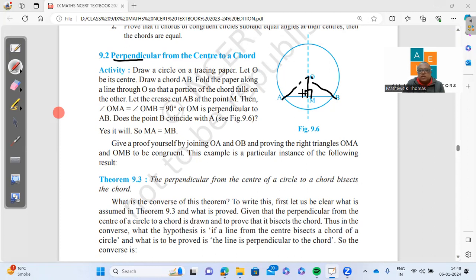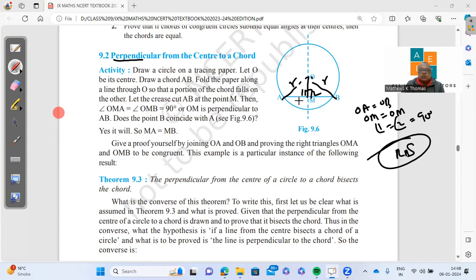This is perpendicular, so I can say that angle 1 and 2 are 90. Angle OMA and OMB are 90. OM is OM common, right? And OA and OB are equal because they are radius. So we have three conditions: OA equal to OB because they are radius, OM equal to OM common, and angle 1 equal to angle 2, 90, because this is a perpendicular. So triangles are congruent by RHS.